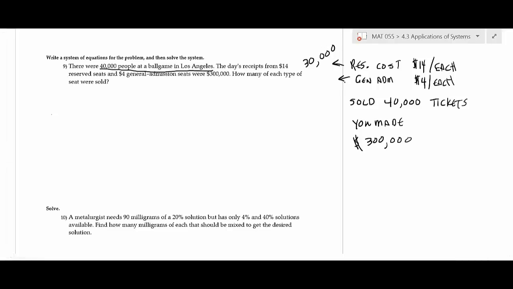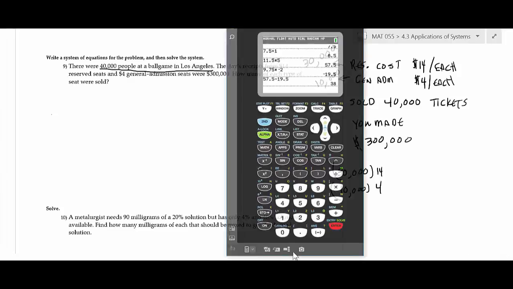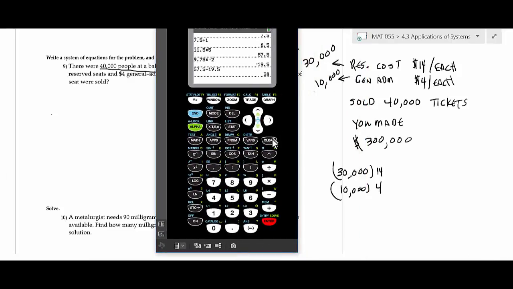10,000. Why? Because they have to add up to 40,000. What if this was 5,000? Then what would that be? 35,000, right. Now, let's see if we're right. All we have to do is count our money. You sold 30,000 tickets that cost $14 each, then you sold 10,000 tickets that cost $4 each. Let's get our calculator and see if the teacher's lucky today or not. That's just a wild guess on my part.